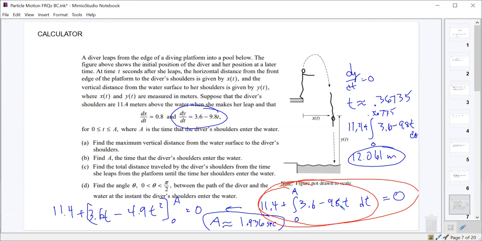We just integrated 3.6 minus 9.8t to get 3.6t minus 4.9t squared, and then evaluate it from 0 to a. The 0 is just 0. So we end up with 11.4 plus 3.6a minus 4.9a squared. And we just want to know when that equals 0. So you would just graph that on your graphing calculator and get that value of 1.936. Does that make sense or no?